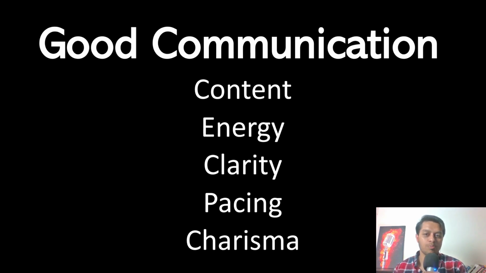To analyze good communication, for the sake of this video, we're going to be focusing on content, energy, clarity, pacing, and charisma. These are going to be the 5 variables that we're weighing Obama and Trump from to understand whether or not they're communicating well and why they're communicating a certain way.